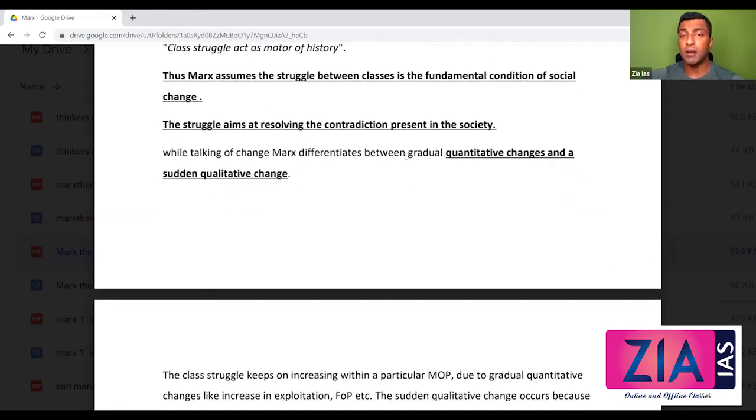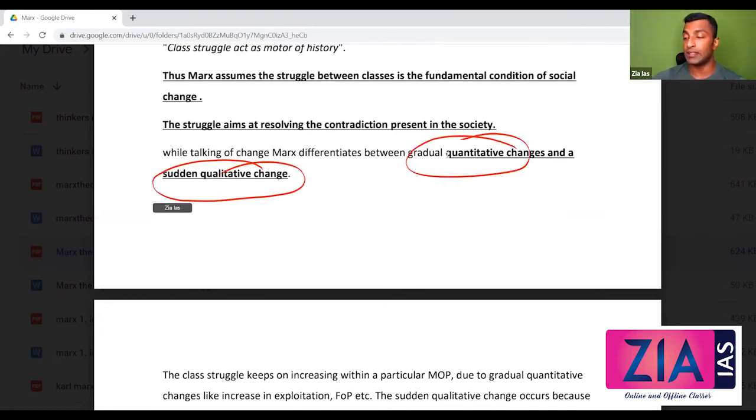While talking of change, Marx differentiates between gradual quantitative change and a sudden qualitative change. Guys, this I have explained before, last session also. Quantitative change means changes in FOP. That is gradual. Over a period of time, the tools and techniques will develop. Sudden change is what is qualitative. That means ancient to feudal, feudal to capitalism, which comes after a revolution when the mature conditions exist. That change of mode of production is what is qualitative. Change within the mode of production is what is quantitative. Tools and techniques will change. Change of mode of production means the entire setup will change.